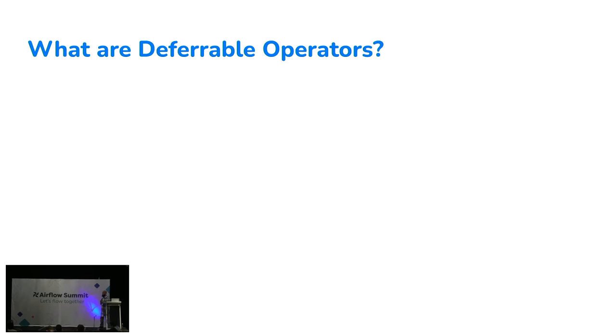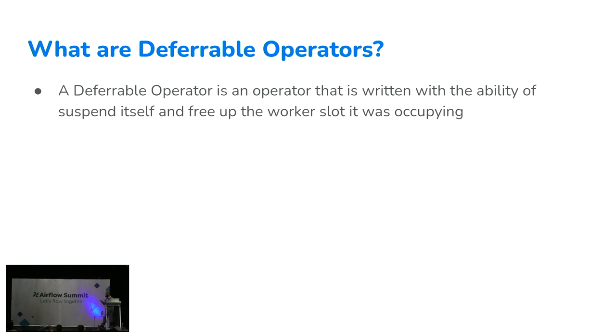So this is where deferrable operators come in. A deferrable operator, simply put, is an operator that is written with the ability to suspend itself during its execution and free up the worker slot that it was occupying. Internally, it tears itself down and passes off the responsibility of resuming it to what's called a trigger. The trigger is a piece of asynchronous Python code that runs on a process called a triggerer. What that trigger does is poll whatever service that operator is waiting on, continuously and periodically, over whatever schedule you set it up for.